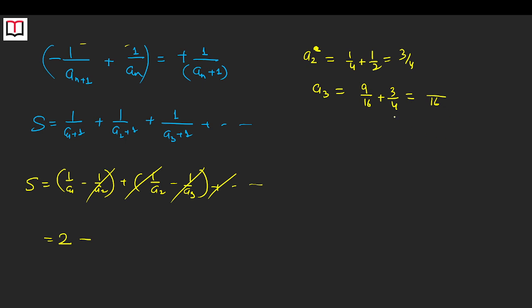Oh, sorry. 12 9 21. Yeah, it's greater than 1. So for sure, the last term will be the reciprocal of something greater than 1. So it will be less than 1.